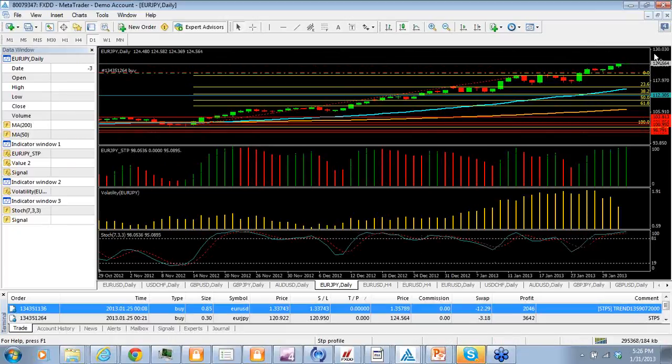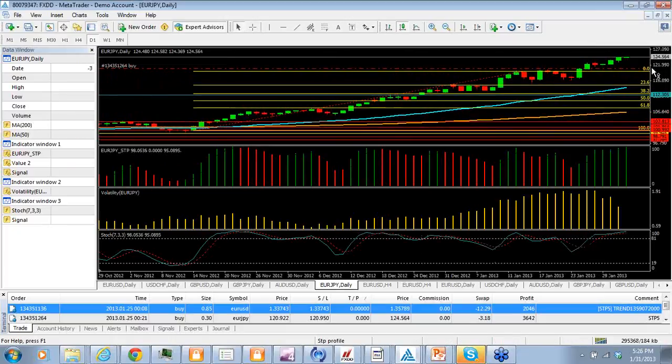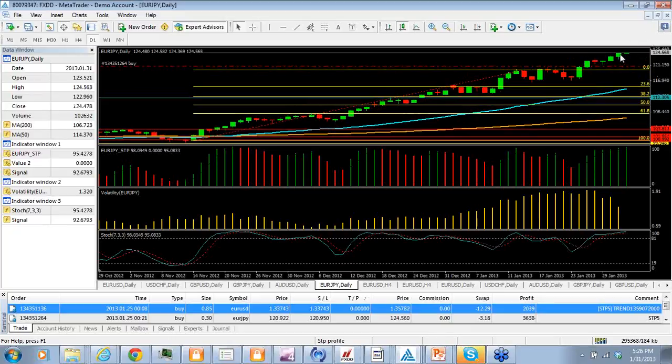So hopefully we'll have that continued movement here in the markets. There's nothing else to say. It looks beautiful. It looks great.